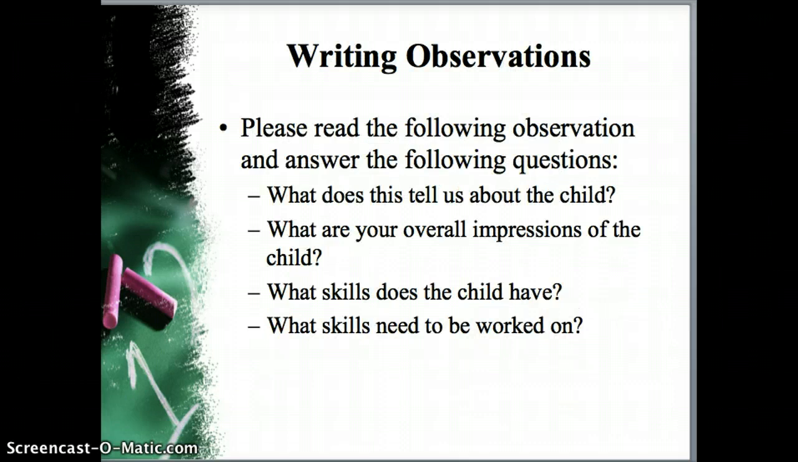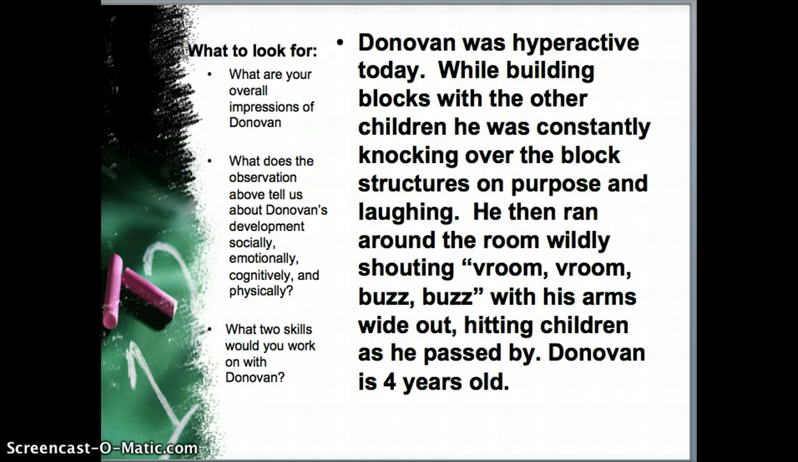First, we need to review an observation and think about what it tells us about the child. These are things we're going to analyze when we start interpreting the observations. So please read the following observations and we're going to look at some things about the child. What does this observation tell us about the child? What are your overall impressions of the child? What skills does the child have? And what skills need to be worked on? So here's the first observation.